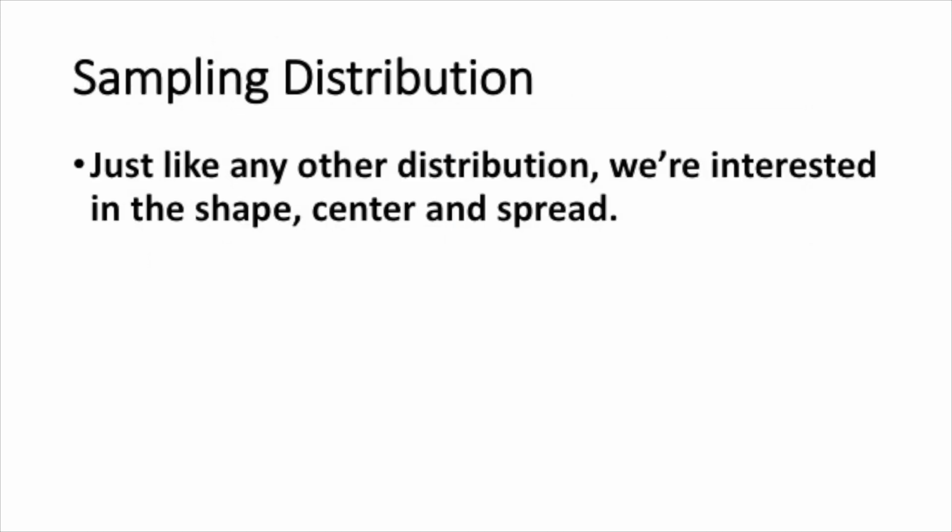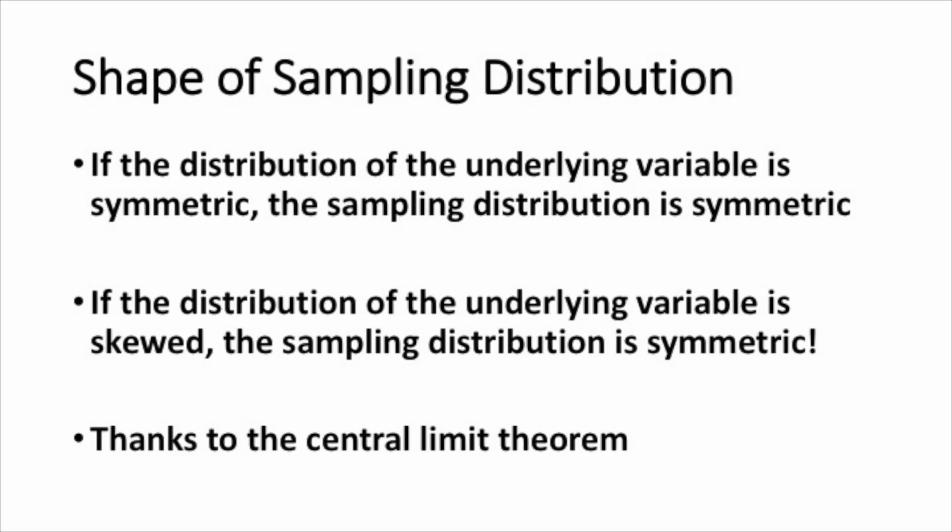After making a sampling distribution, just like we would for any other type of distribution, we're interested in the shape, center, and spread. So first, we'll talk about the shape of the sampling distribution. It doesn't matter what the distribution of the underlying variable looks like, the sampling distribution has a symmetric shape. For instance, you might have a variable that you're studying, and the variable itself might have a symmetric shape. If that's the case, the sampling distribution is symmetric. But it's also the case that even if the variable that you're studying has a very skewed distribution, the sampling distribution is symmetric. And that's thanks to the central limit theorem.